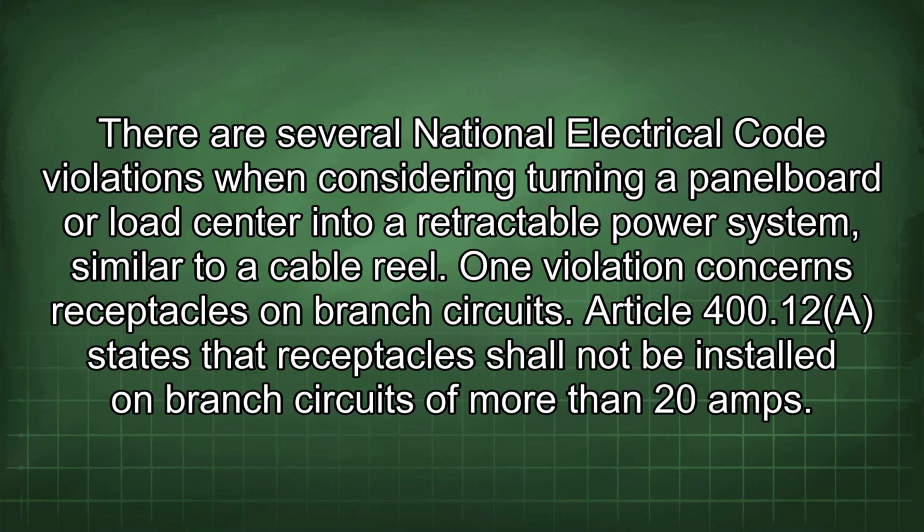There are several National Electrical Code violations when considering turning a panel board or load center into a retractable power system, similar to a cable reel. One violation concerns receptacles on branch circuits. Article 400.12 states that receptacles shall not be installed on branch circuits of more than 20 amps.